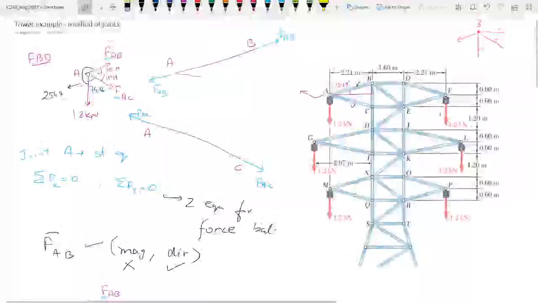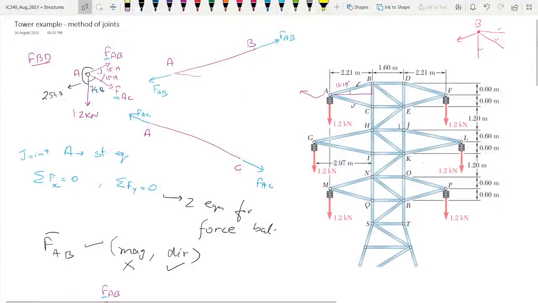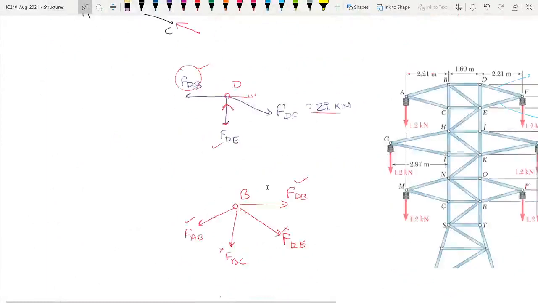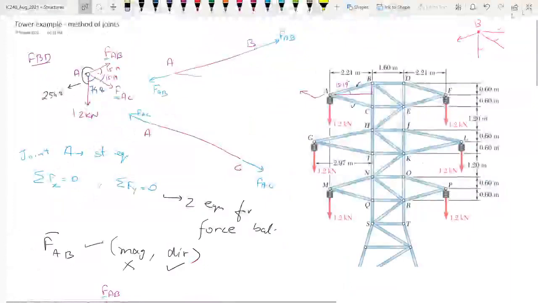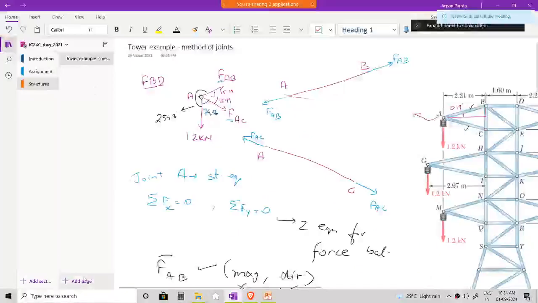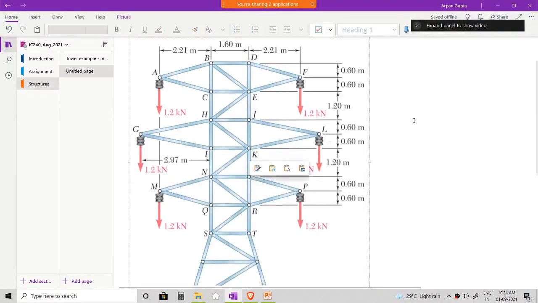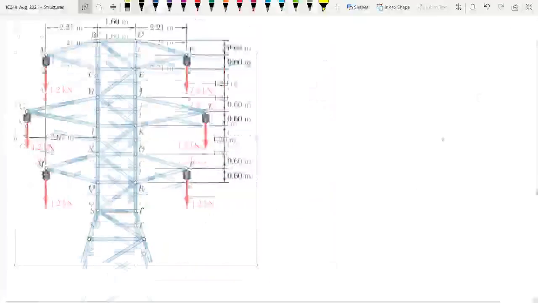So this is what we have seen in the last class, method of joints. And let us say I want to calculate FBD, right? So FBD, you can see that with a lot of calculations here, we were able to calculate FDB or FBD, right? So it took us a good amount of calculation to do that. Now let me open another page, copy this diagram.